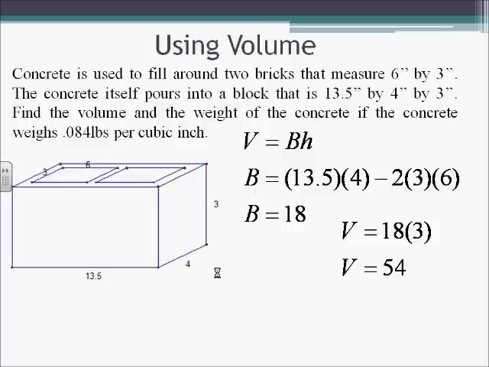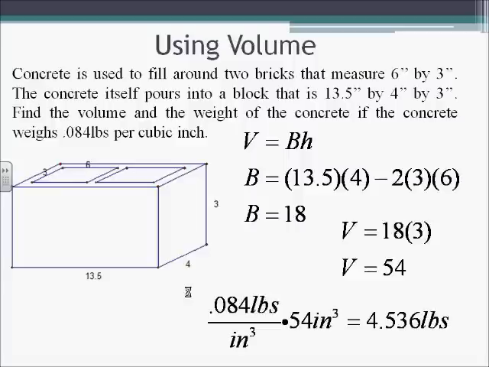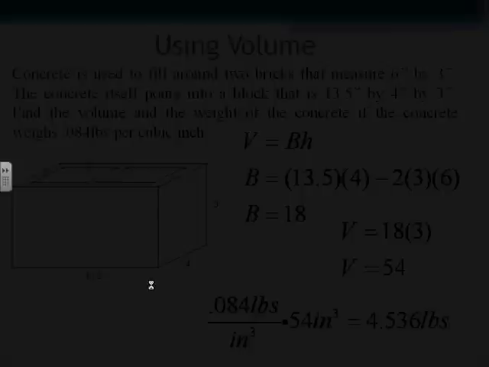Then we know that it weighs 0.084 pounds per cubic inch. So we multiply 54 by 0.084 to get our brick to weigh 4.536 pounds.